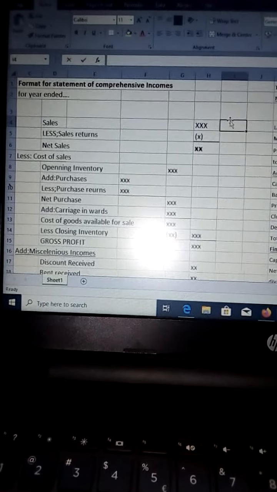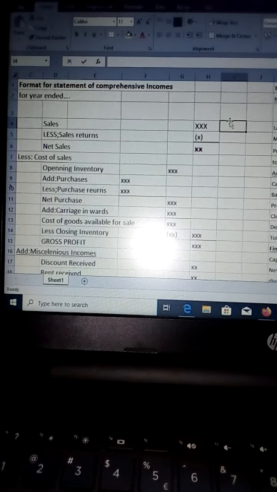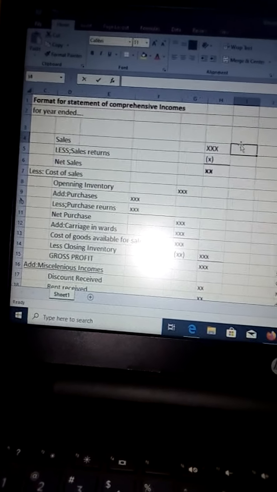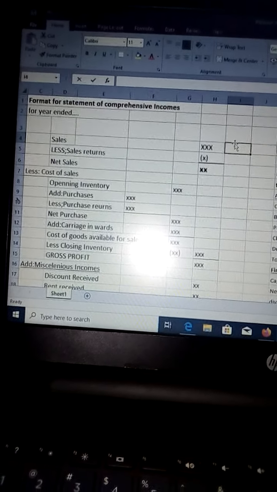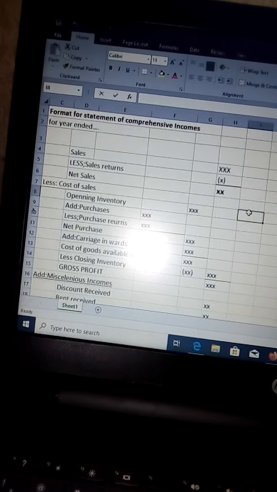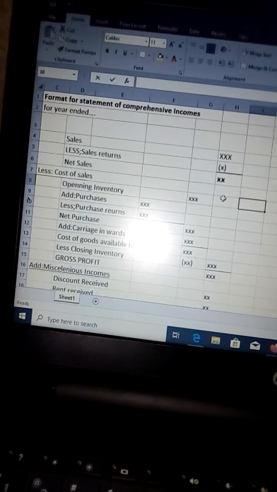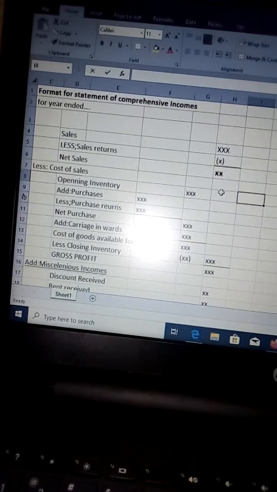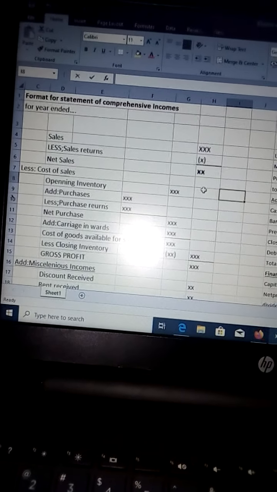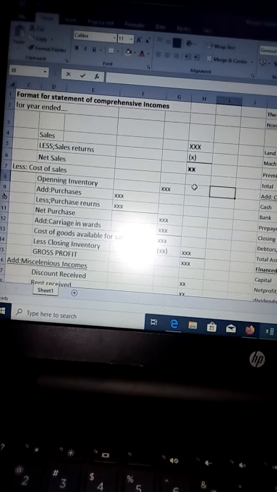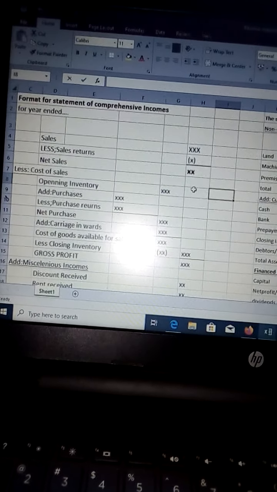So the information we use in preparation of the statement of comprehensive incomes, or the income statement, is got from the trial balance. So here is its format, and after going through this format for the last time today, you will do question 3 and submit it online. With this, you begin with the title, just like any other book of account. After the title, you'll have the sales.